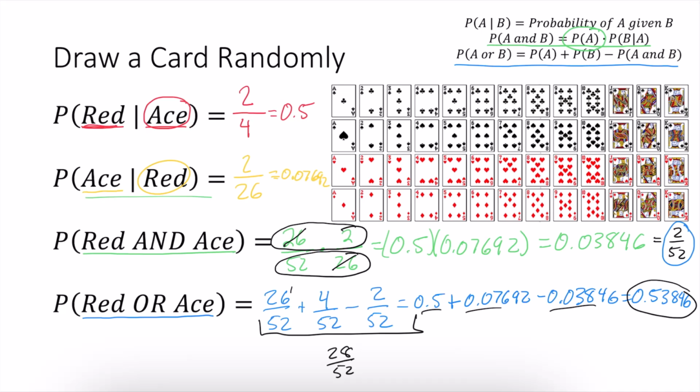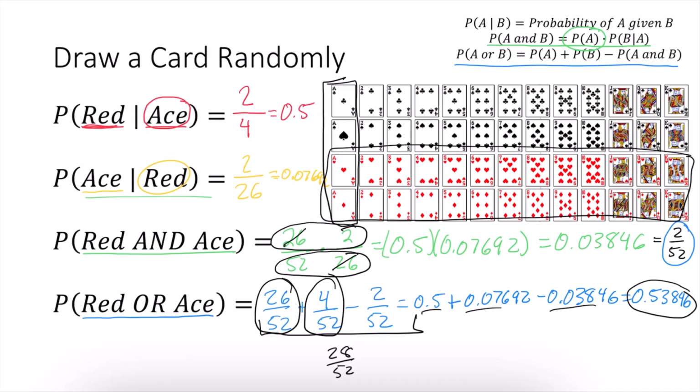Because basically, this 26 out of 52 is saying out of the 52 cards, 26 of them are red. And if I want to get a red or an ace, I need to count all of those 26 cards. And then I also have to count the 4 ace cards.